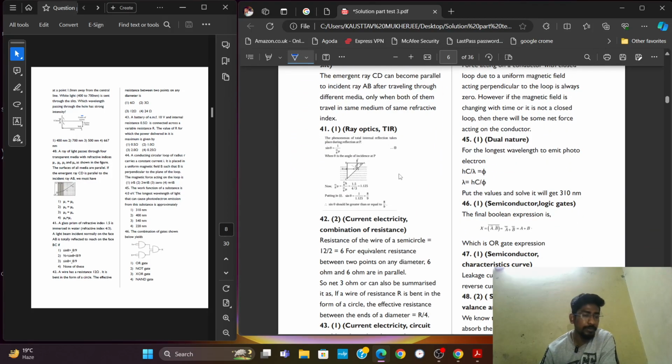Glass has refractive index mu g equals 1.5, immersed in water with refractive index 1.33. The light beam is incident normally on the face AB, and is totally reflected to reach the face BC. This is AB and this is BC, so it is incident on this plane and goes out of this plane.